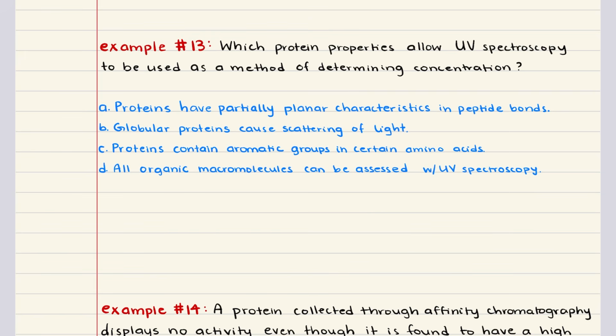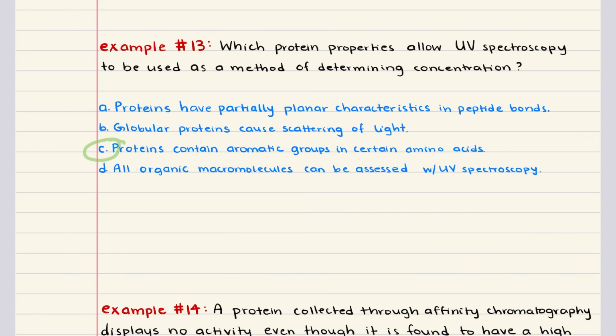A says proteins have partially planar characteristics in peptide bonds. B says globular proteins cause scattering of light. C says proteins contain aromatic groups in certain amino acids. And D says all organic macromolecules can be assessed with UV spectroscopy. Now, the answer here for problem 13 is C. Proteins contain aromatic groups in certain amino acids.